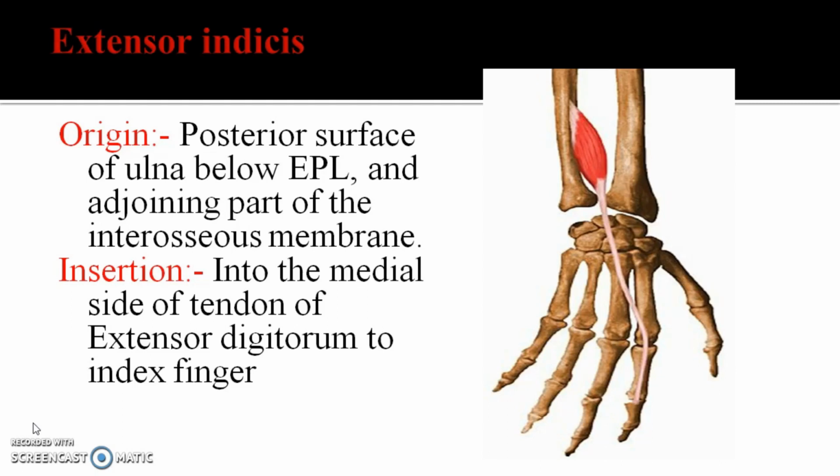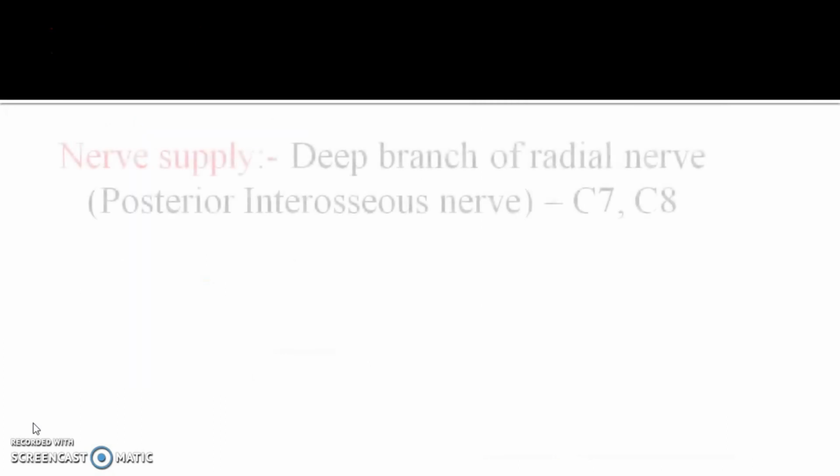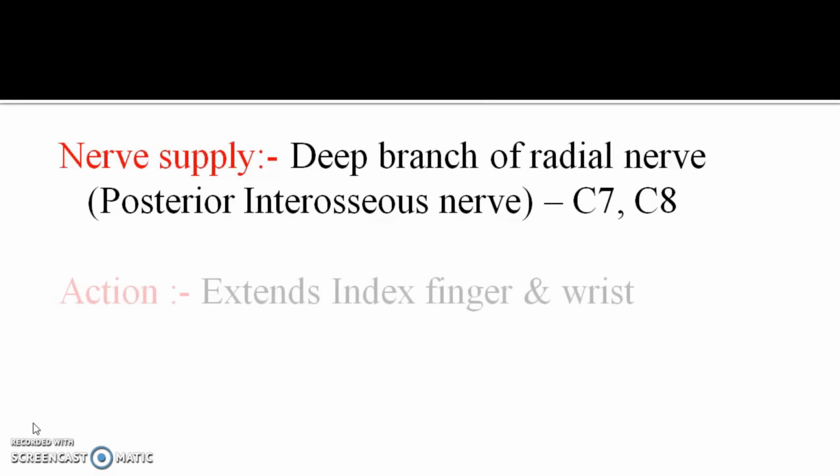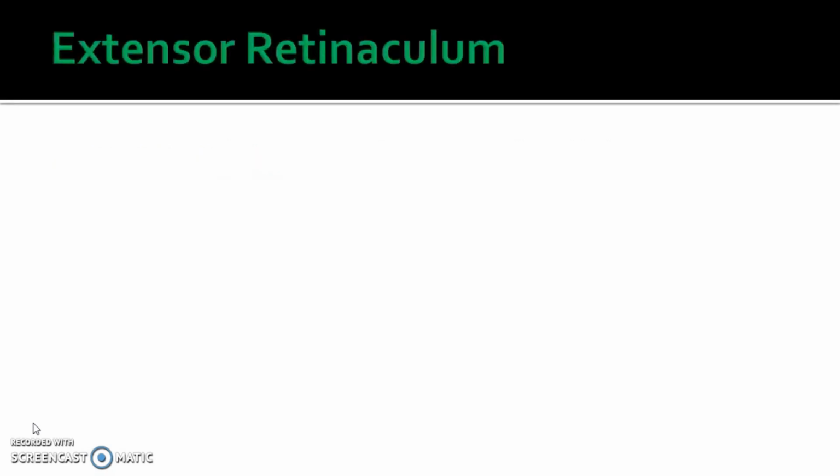So the tendon of this muscle is getting inserted into the index finger near the extensor digitorum tendon, and the nerve supply of this muscle is again the same, the deep branch of the radial nerve. Action will be extension of the index finger and the wrist joint.